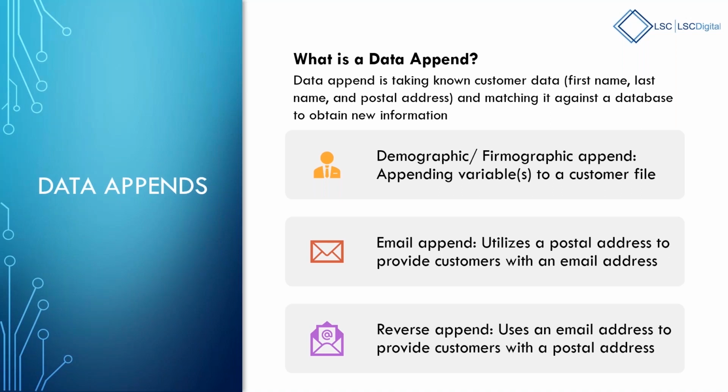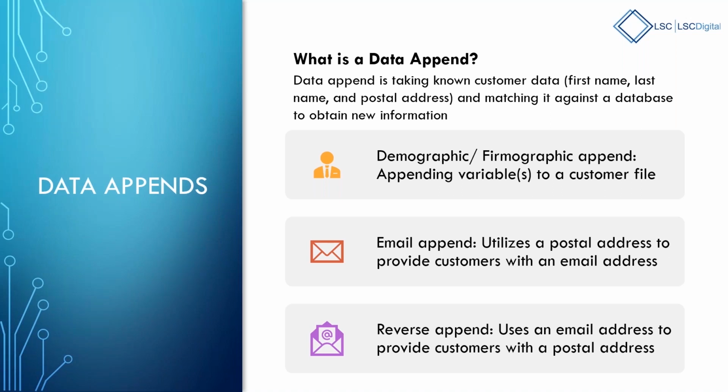Email appends utilize a postal address to provide customers with an email address. So that's pretty basic to understand. But an example here would be that if you have a customer database with a postal address, and let's say you wanted to run some digital campaigns. You would take your postal file, run it through an email append, get as many email addresses as you could, and then utilize those to either run an email campaign, or you could also upload them to Facebook, utilizing custom audiences or other opportunities with display and banner ads.